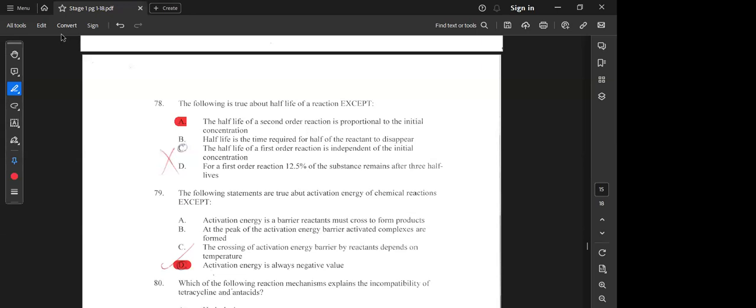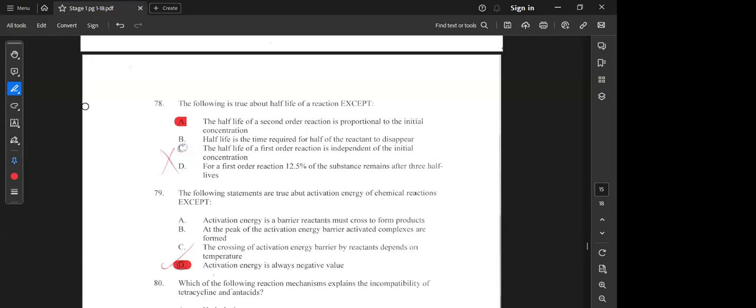The half-life of a first order reaction is independent of the initial concentration. It is independent, is it not? Yes, it is independent, even if you increase the concentration. You can check the group. I thought C would apply to zero order, but let me check what you sent in the group. Yeah, the half-life of a first order reaction does not depend upon the concentration of the reactant. So it is independent of the initial concentration.